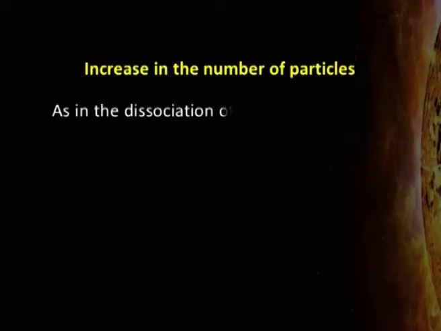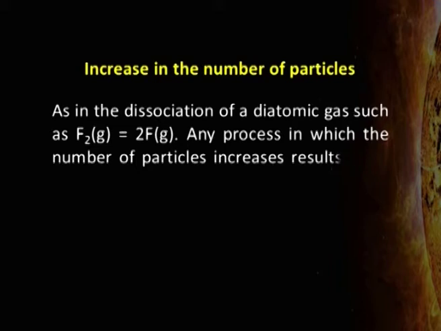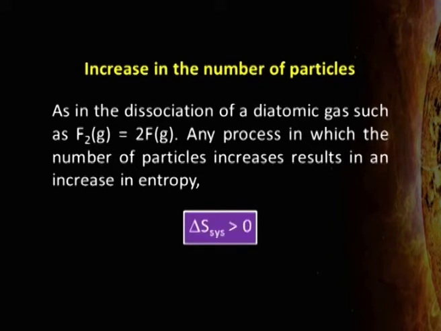As in the dissociation of a diatomic gas such as F2 gaseous giving 2F gaseous, any process in which the number of particles increases results in an increase in entropy, that is, delta S system will be greater than 0. The processes that result in increase in moles of gaseous substances will have delta S greater than 0.